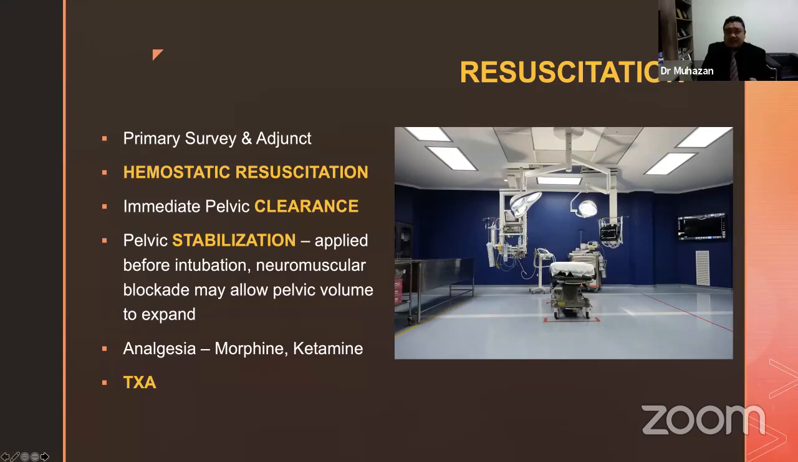Stabilize the patient's pelvis as soon as possible. And if you feel you need to intubate the patient, we suggest that you bind the patient first before intubating, because when you give your muscle relaxant, you allow the pelvic volume to expand. Of course, your blood transfusion, your analgesia, and tranexamic acid should not be forgotten.